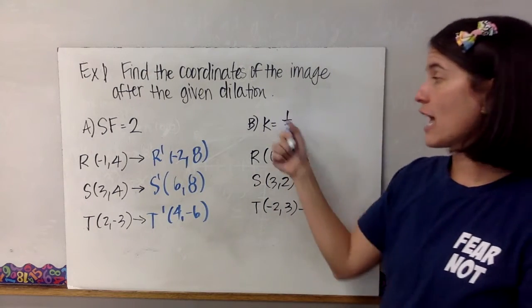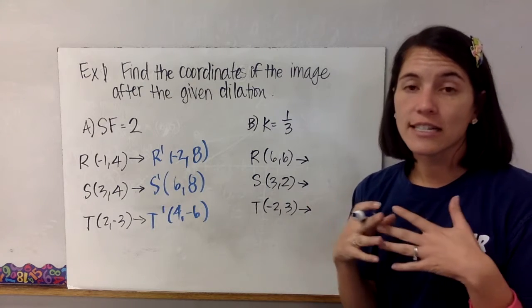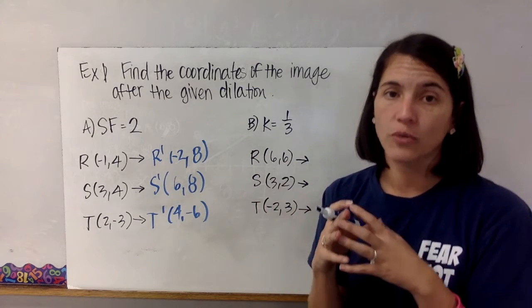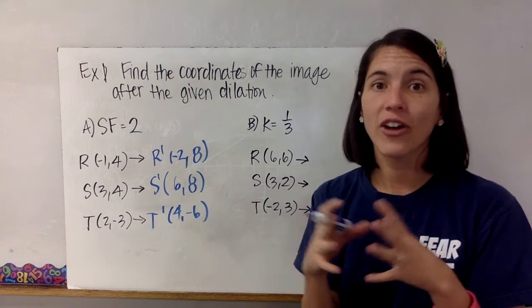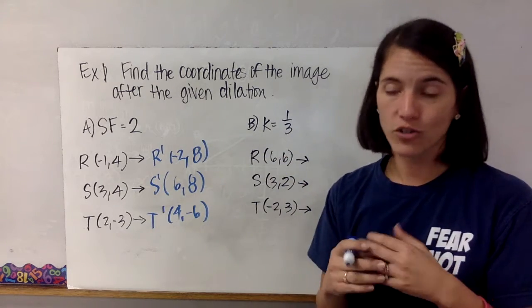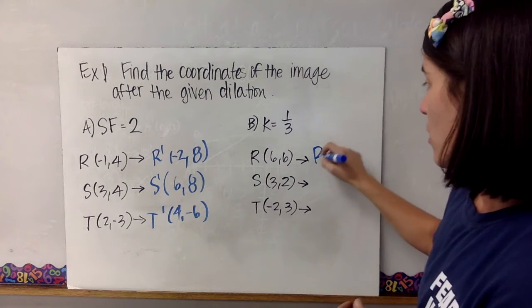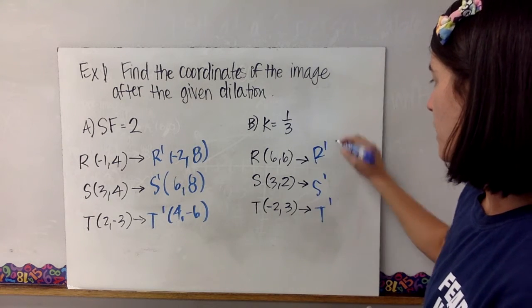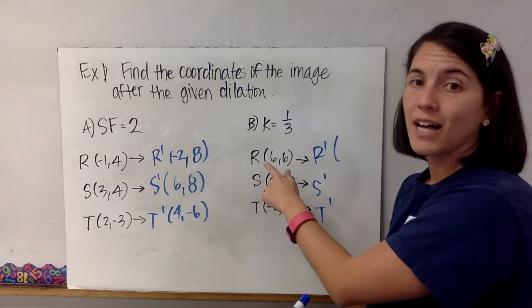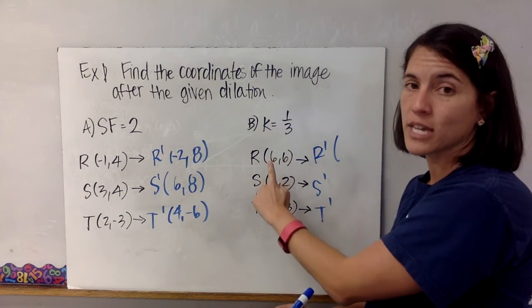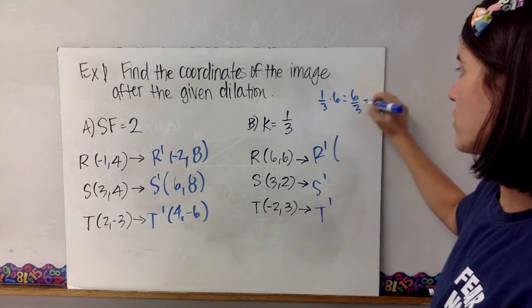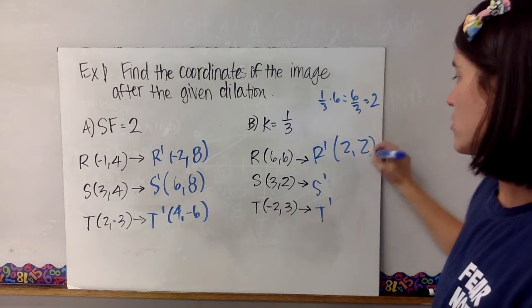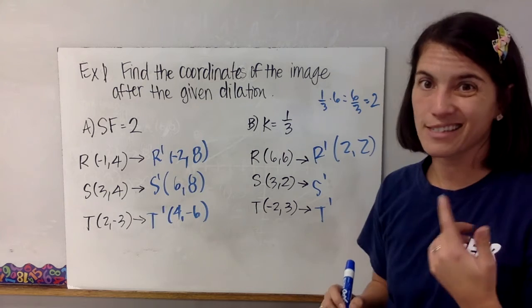The scale factor K is 1/3. Since this is less than 1, this is going to be smaller. We're dilating by a scale factor of 1/3, so my new triangle should be 1/3 the size of the original triangle. R prime, S prime, T prime. So I'm going to multiply 6 times 1/3. That's really 6 over 3, which is 2. So 2, 2.